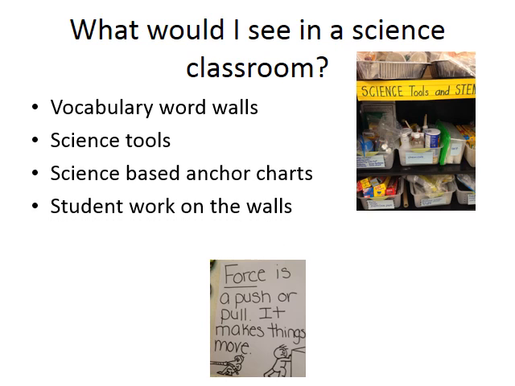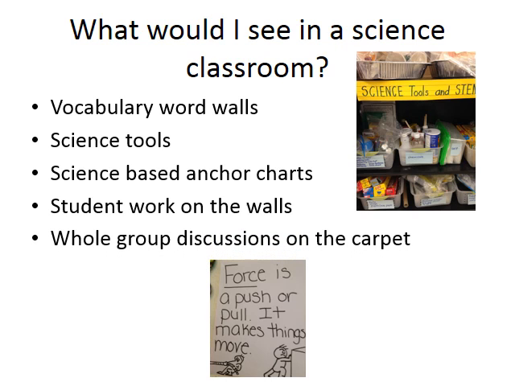Students work on the walls. Classrooms will also have evidence of student learning and highlights of student work up on the walls for everyone to see. Whole group discussions on the carpet. The primary science classroom is very interactive, where students work together to accomplish tasks, answer questions, explore, and discuss the science topics presented to them. Oftentimes, teachers will debrief with students on the carpet, where group discussions can take place and the students can work collaboratively in close proximity to each other.